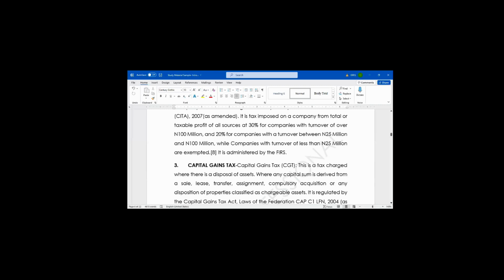On the issue of capital gain tax, the relevant tax authority depends on the nature of the transaction. If the person that made that gain is an individual, the capital gain tax will be collected by the State Board of Internal Revenue Service. But if the person that made the gain is a company, the capital gain tax will be collected by Federal Inland Revenue Service.